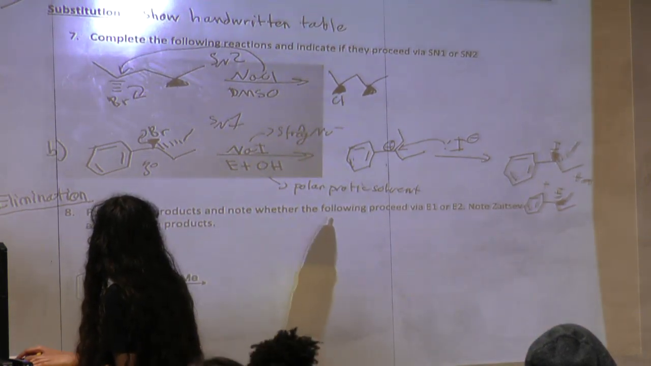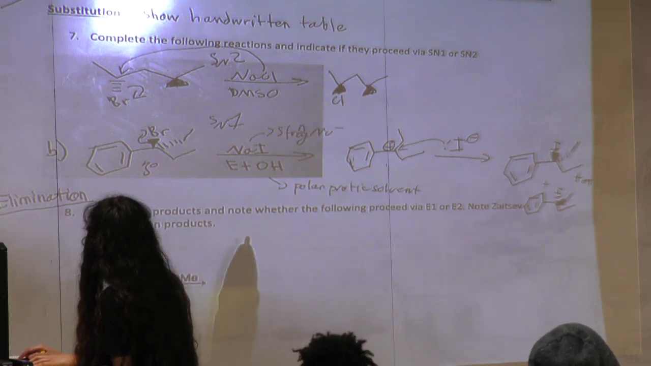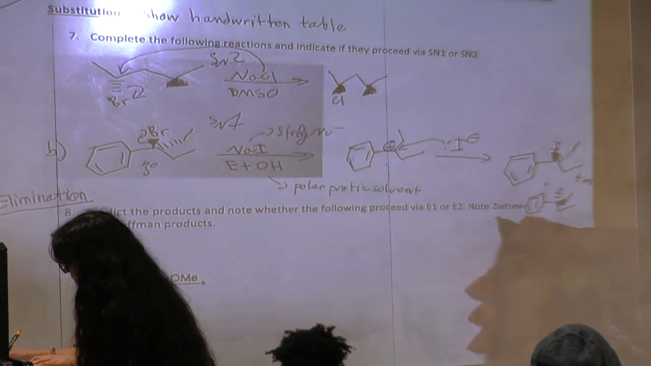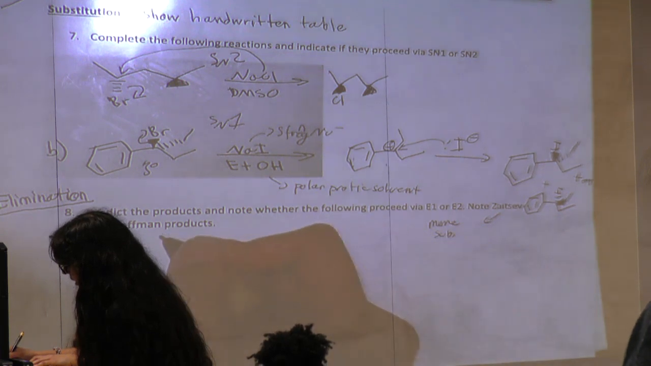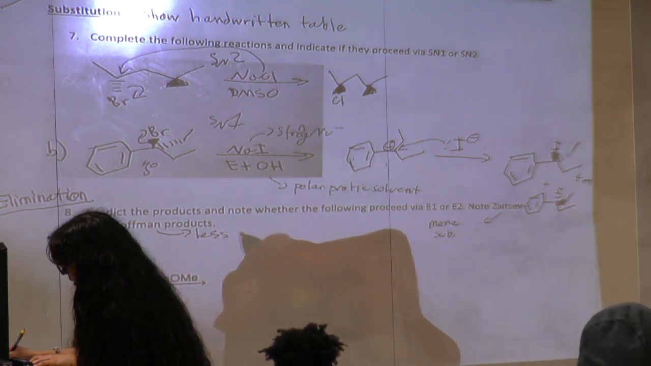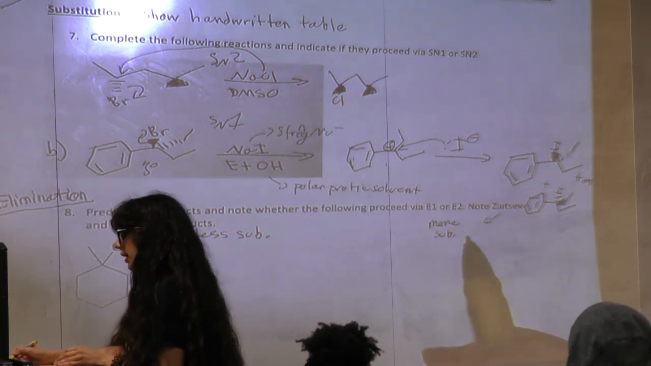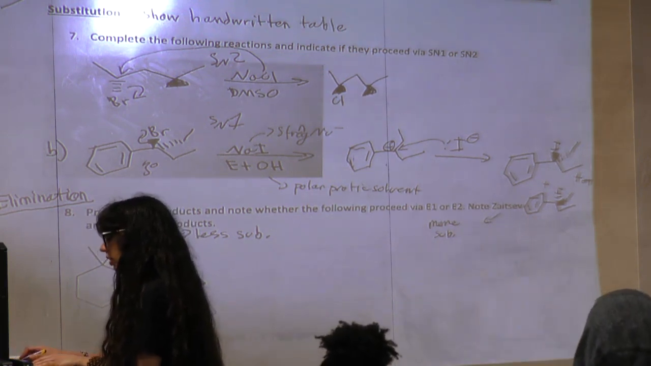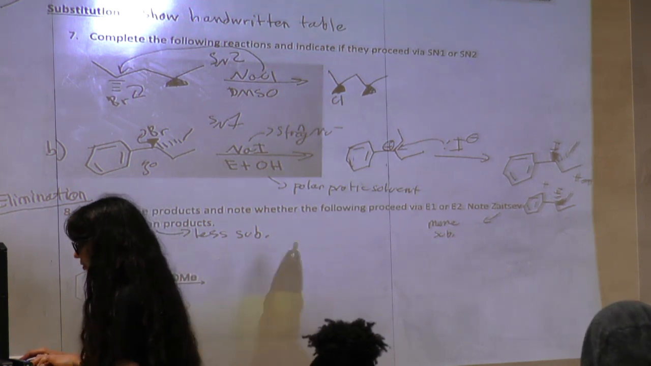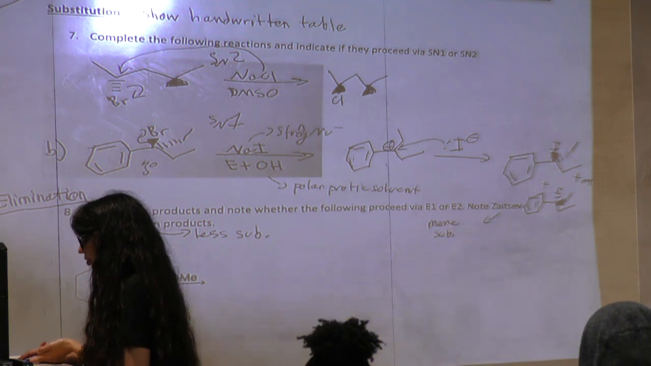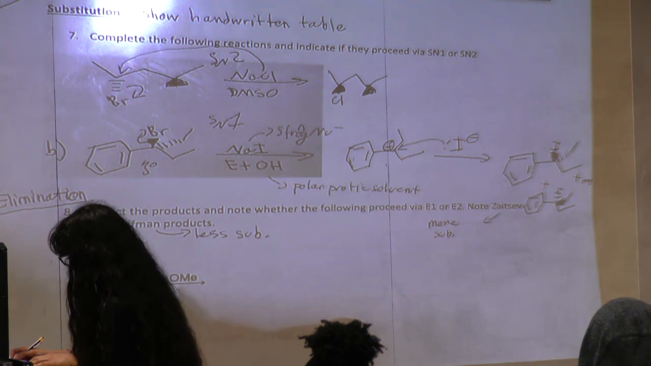Predict the products and note whether the following proceed by E1 or E2, and note Zaitsev and Hoffman products. Zaitsev means it's the more substituted product. Hoffman means it's the less substituted. Just because you have a Zaitsev product doesn't necessarily mean it's your major product, and just because you have a Hoffman product doesn't mean it's your minor product. Typically your Zaitsev is your major and your Hoffman is your minor, but we're going to see an exception to this rule.